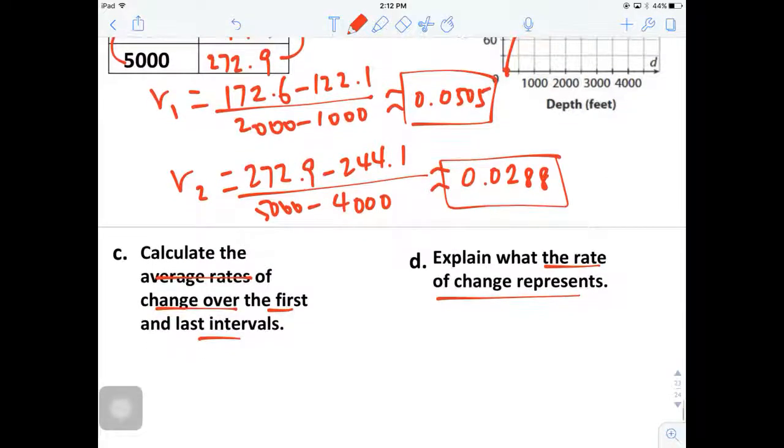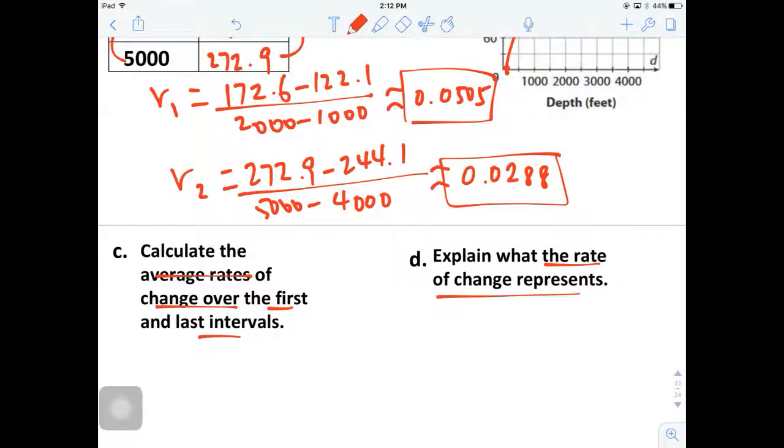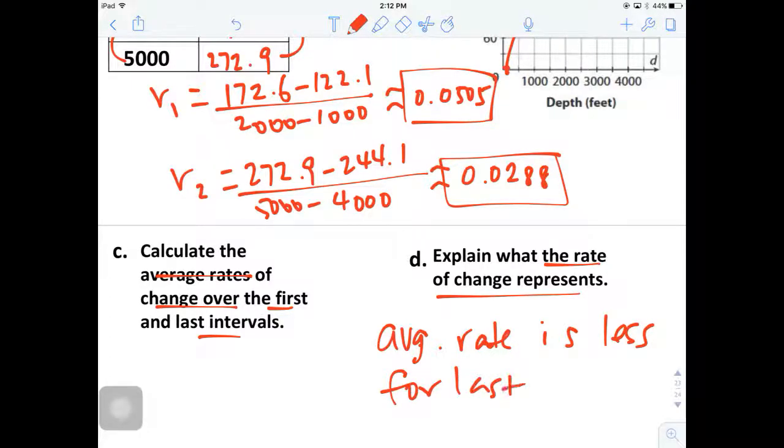Again, it's less. So the average rate is less for the last interval, which means what? The speed is getting slower. Okay? Speed is getting slower.